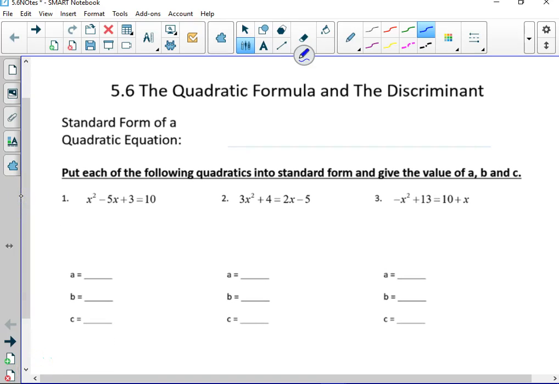5-6, the quadratic formula and the discriminant. So we already talked about this a little bit, but the quadratic formula is ax squared plus bx plus c equals 0. You may also see it sometimes equals y. All right?